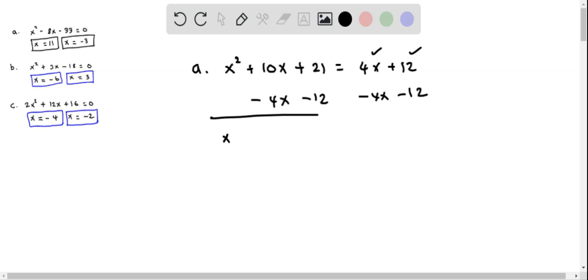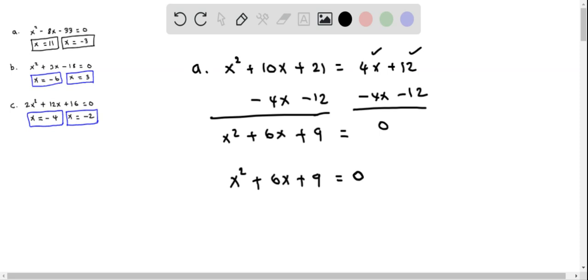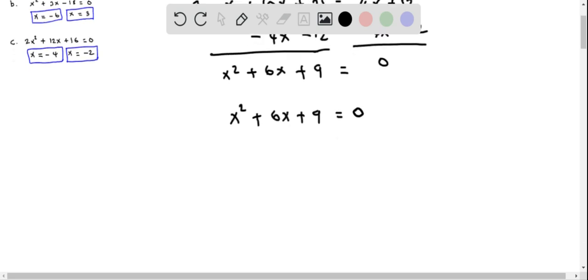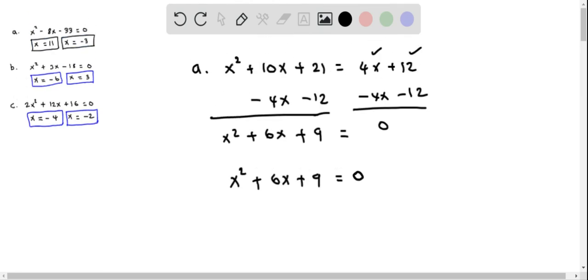And so on this side, we have x squared, 10x minus 4x is 6x, and 21 minus 12 equals positive 9. And on this side, 4x minus 4x is 0, and 12 minus 12 is 0. So here we get x squared plus 6x plus 9 equals 0. So this is the equation which we have simplified. Let me write this, that is x squared plus 6x plus 9, and this equals 0. This is the simplified quadratic equation of the given equation.